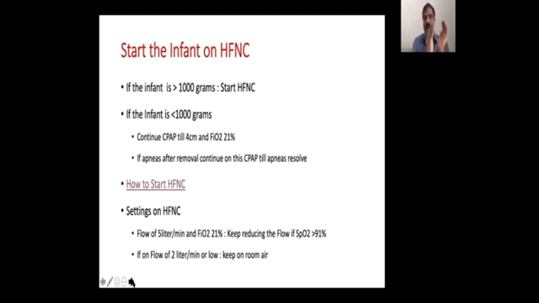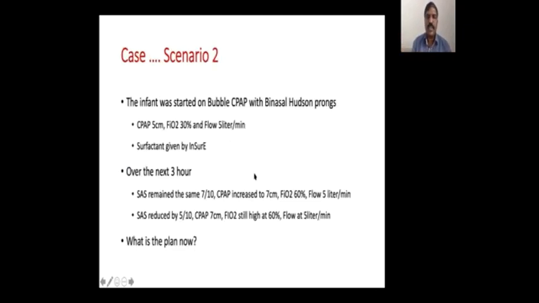So this baby, we started on CPAP, we gave surfactant, retractions reduced, so we decreased the FiO2 first, then we decreased the pressure. When we came to a pressure of 4, FiO2 21% or 25%, we switched this baby to HFNC. Now the same baby, let's assume a different scenario.